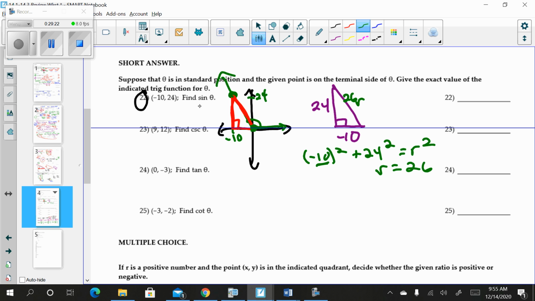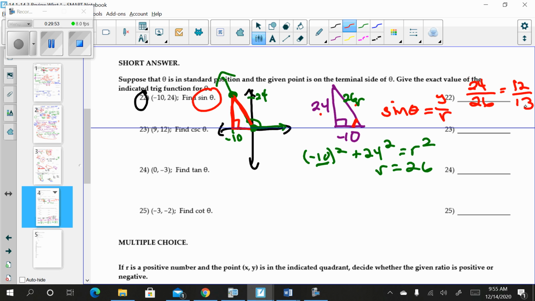All right, so which one do they want us to find? They want us to find sine of theta. So here's our triangle. They want us to do sine of that angle. And remember, sine is y over r, or opposite over hypotenuse, whichever way you want to think of that. So y is 24, and the radius is 26. Notice both of those numbers are positive. Now what I would do is reduce that down if you can, simplify. These are both divisible by 2, so divide them both by 2, and that would give me 12/13.